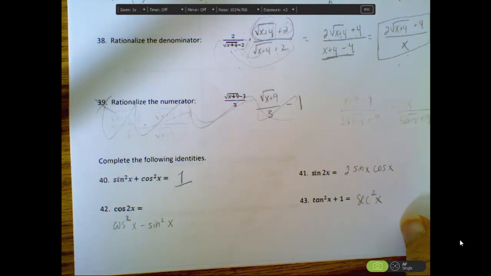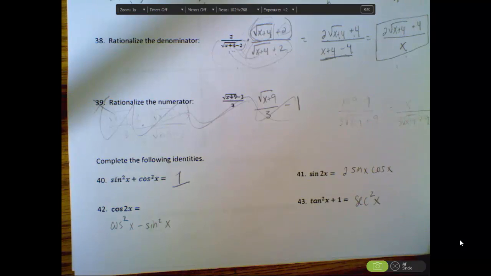So I'm going to give you a list of things the first week of school that you have to just start memorizing because they're just going to show up, and these are 4 of those things.